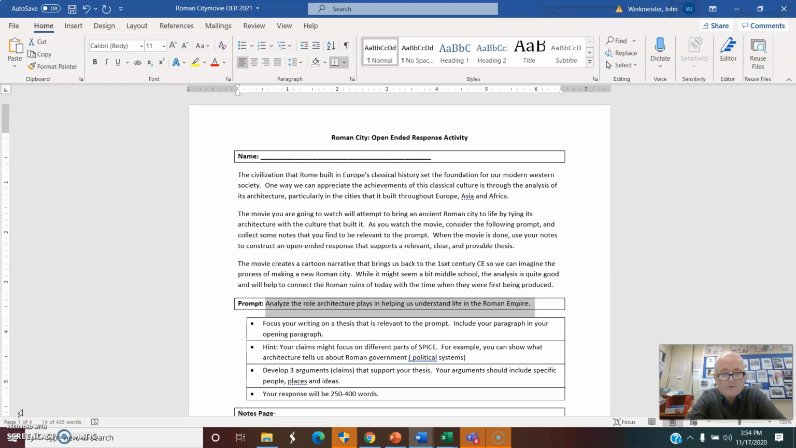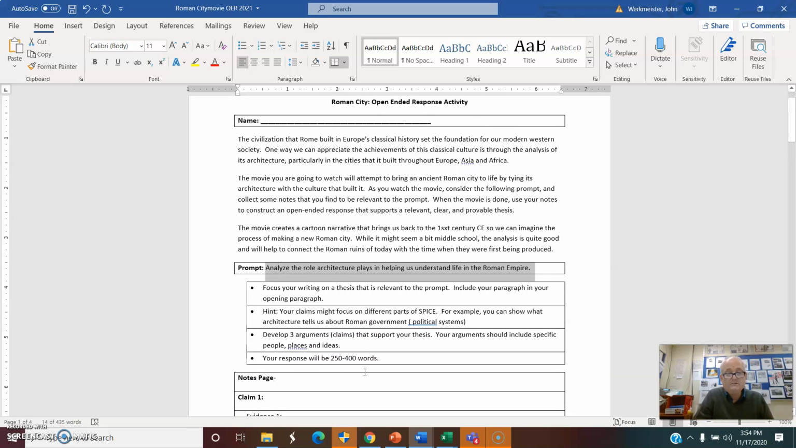So this is going to be between 250 and 400 words. You have three claim paragraphs, an introduction paragraph, and a conclusion paragraph. So it'll work out to about five paragraphs. So this might be closer to 500 words.